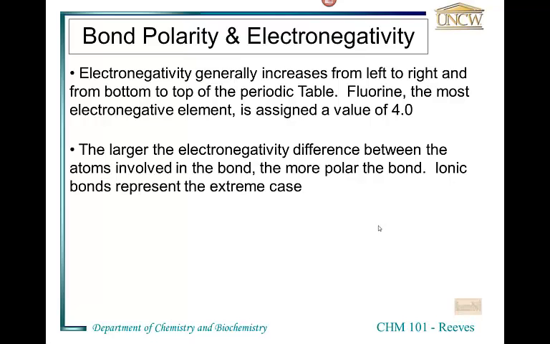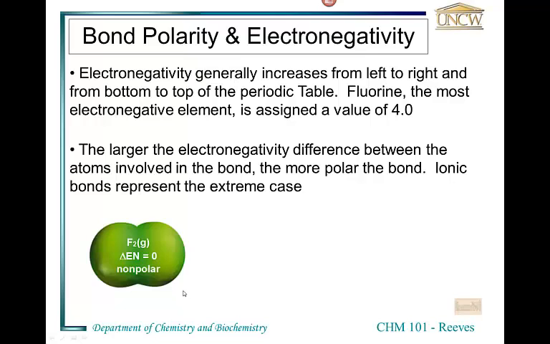So the idea of an ionic bond really represents an extreme case of the continuum that goes from purely covalent bonds that exist between identical atoms to ionic bonds that exist between atoms that have such different electronegativities that in the end the electron exists completely on the more electronegative element and doesn't exist at all on the more electropositive or less electronegative element.